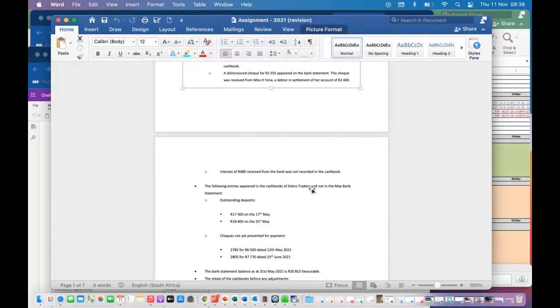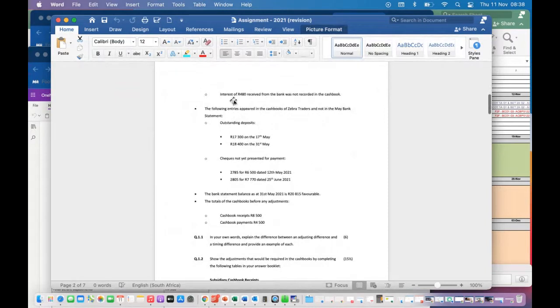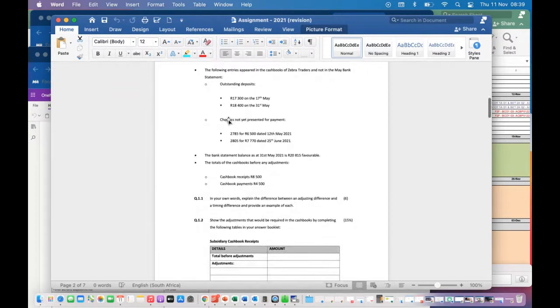Right. Then the next, it says interest of 480 received from the bank was not recorded in the cash book. Interest received from the bank. So where do we need to record this? The CRJ, 100%. So you put CRJ next to it, and then we'll get back to this now. Okay, the following entries appeared in the cash book. So basically what we've done here is steps 2 and 3, which is comparing your CRJ and CPJ to your bank statement.